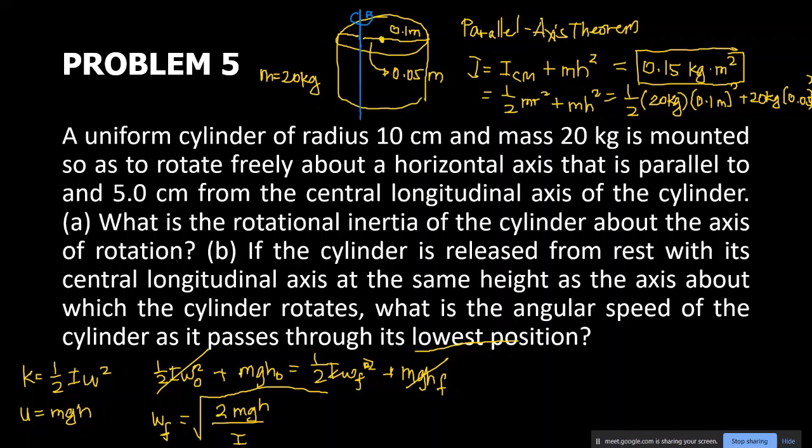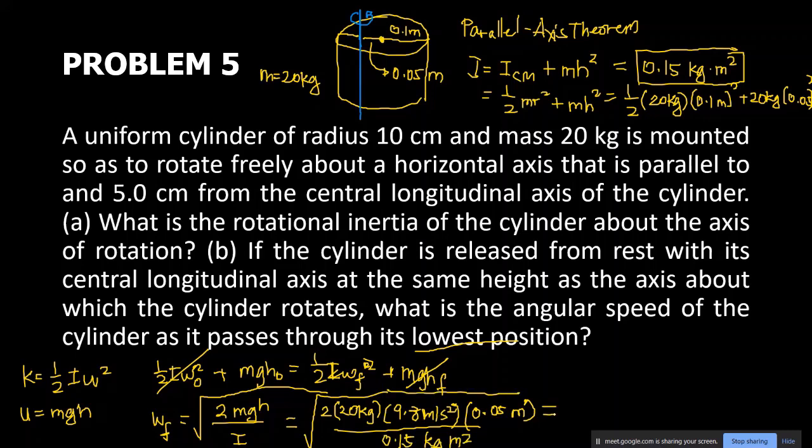Since magta-times 2 sa 2, tapos i-divide mo tong I, tapos square root yan. So substitute everything: square root of 2 times 20 kilogram times 9.8 times 0.05 over the moment of inertia 0.15 kilogram meter squared. And the answer is 2 times 20 times 9.8 times 0.05 over 0.15, the answer is 11.4 radians per second. Since angular, radians. So that is the answer, 11.4.